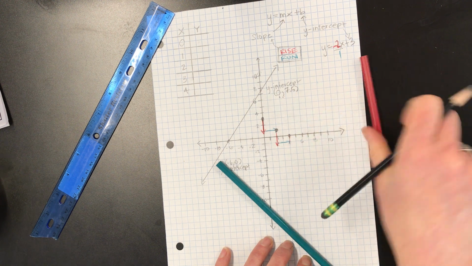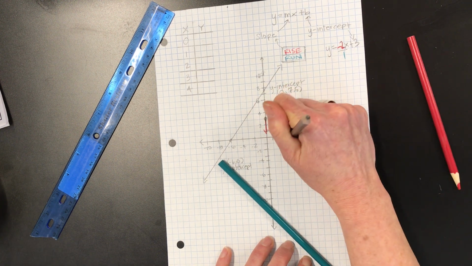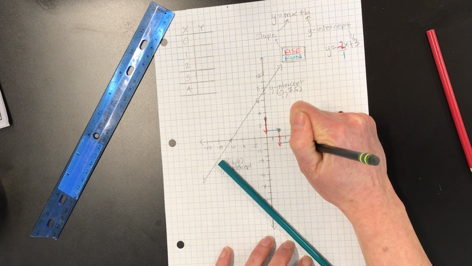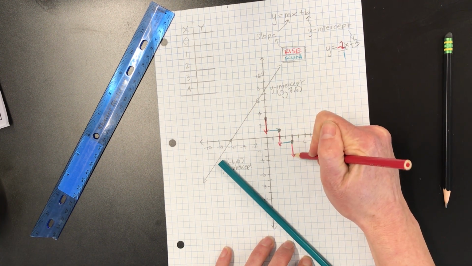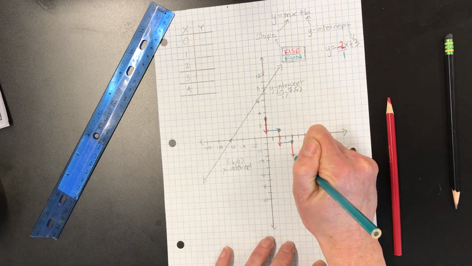Wait, did I do that right? Oh, I graphed that in the wrong spot. That's why I like those arrows. It helps you figure out, oh yeah, it should have been right there. Okay, so now I need to come down 2 and run 1 positive.